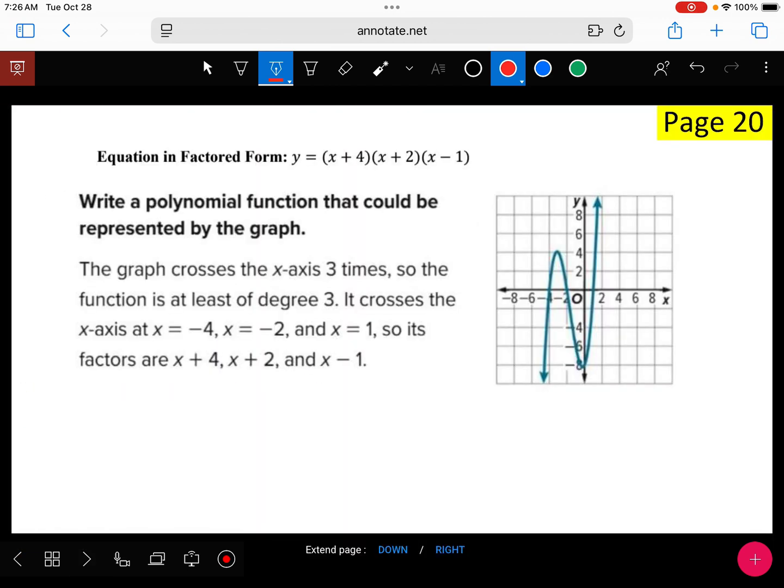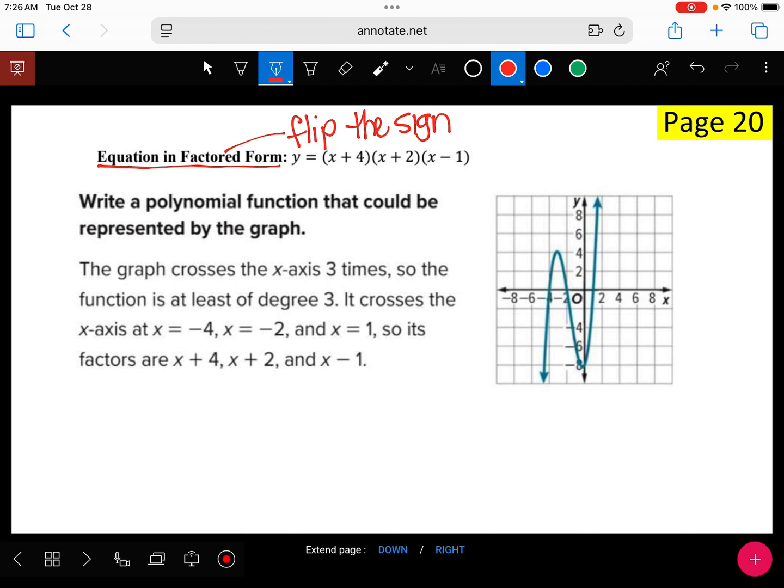So when we look at this function in factor form, remember, and I'm going to pass back the exit ticket we did a few weeks ago. When it's in factor form, you always flip the sign. That's the main thing to keep in mind.